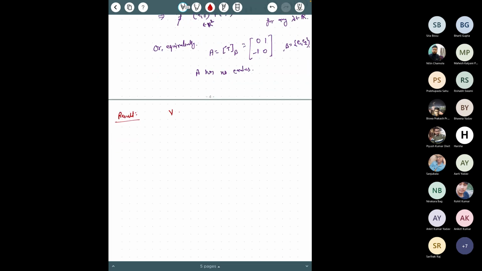So you can prove that, suppose that V is a finite dimensional vector space over C, then T, every operator on V, has an eigenvalue. That you can prove. So let me write this proof here.